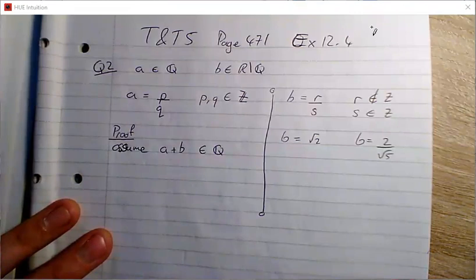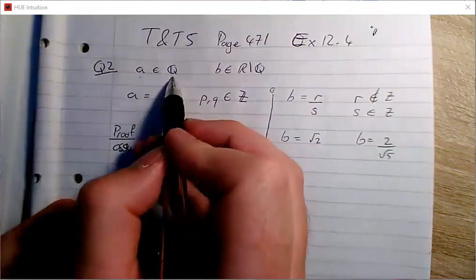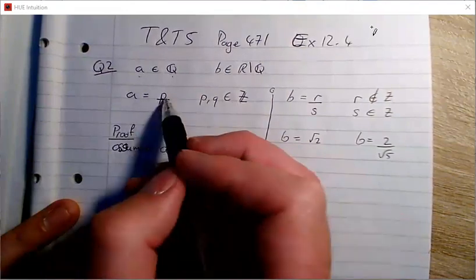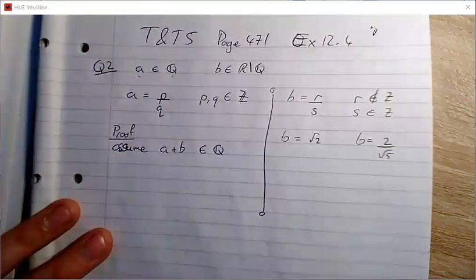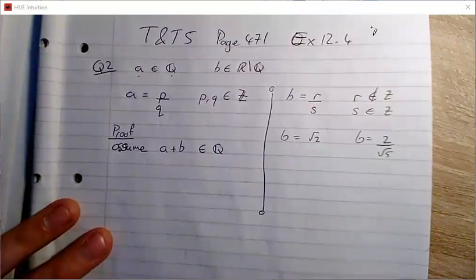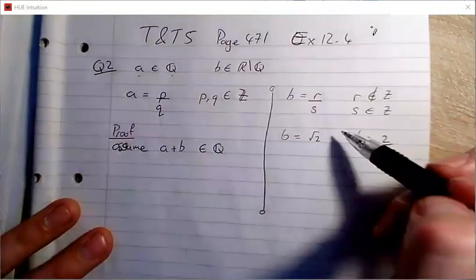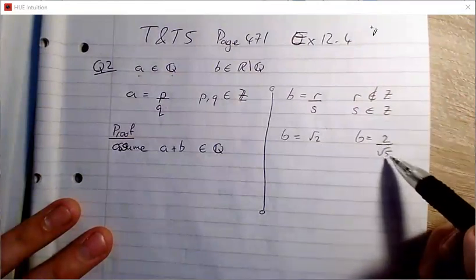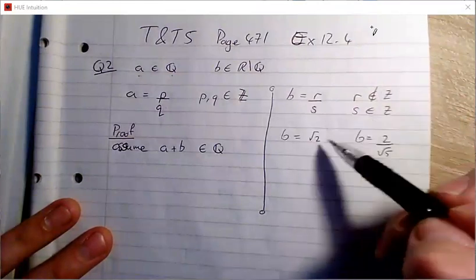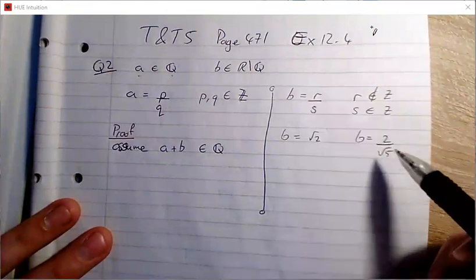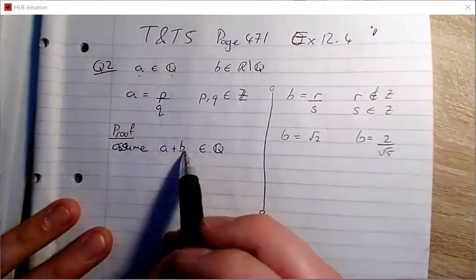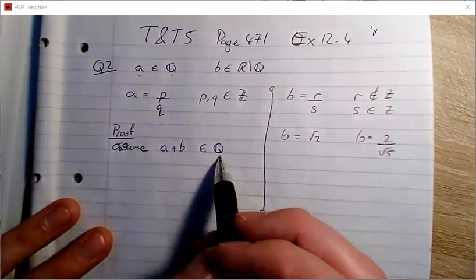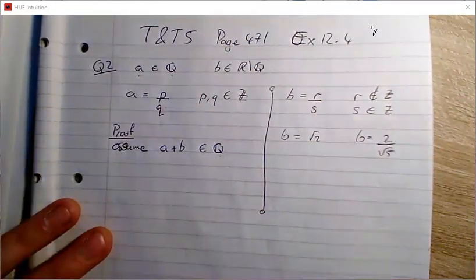Proof by contradiction that if a is a rational number, that is, can be written as a fraction of integers, so for example 5 over 7 or something like that, and b is an irrational number, so it cannot be written as a fraction of integers. So numbers like root 2 or 2 over root 5 are irrational, cannot be written where both numbers, top and bottom of the fraction, are integers. That a plus b is an irrational number. Now we're going to assume it's rational and we're going to arrive at a contradiction.